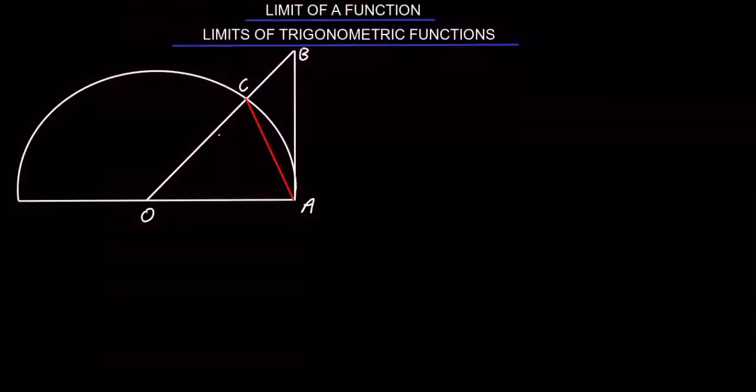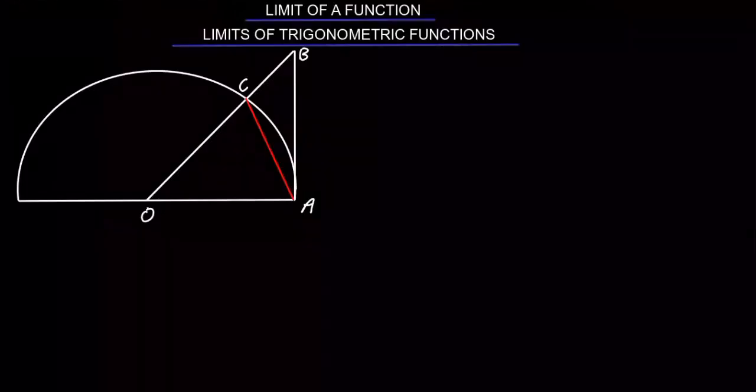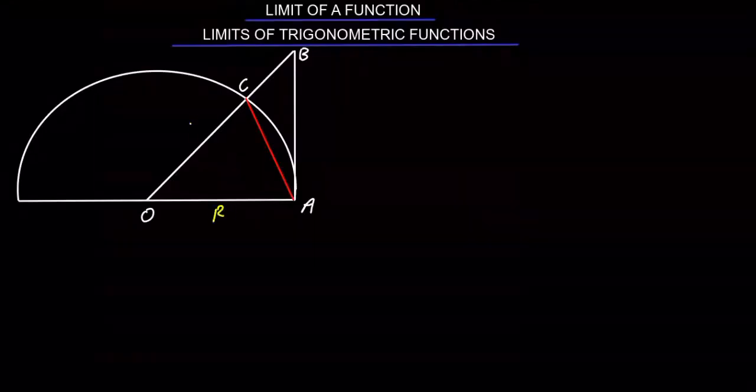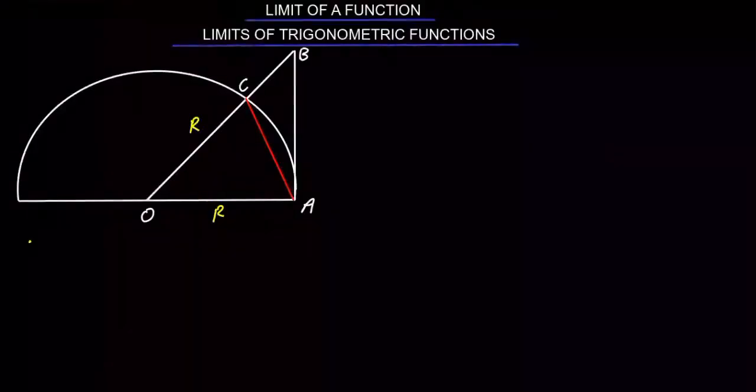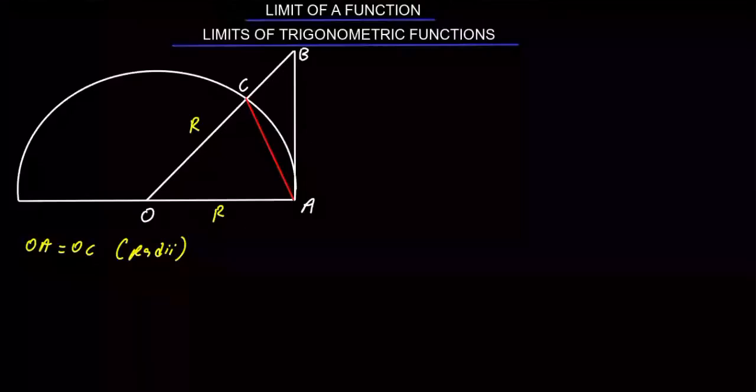Now, if you observe, from O to A and O to C represent the radius of this semicircle. So I'll be writing the radius here. These two are radii. So OA is equal to OC, they are radii, because they run from the center to the circumference. Good. Also, let me call this angle here angle X.